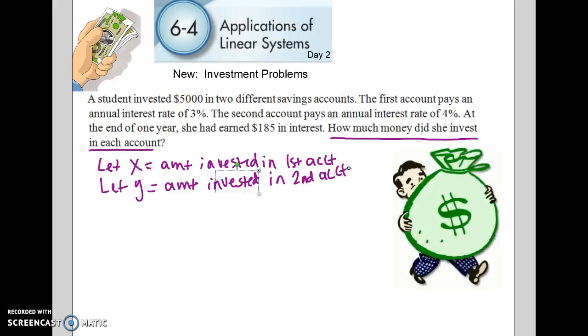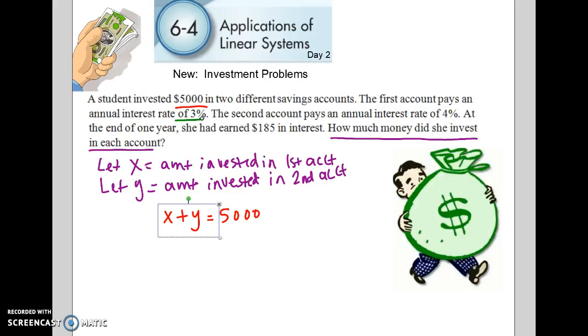Okay, so we have two different accounts that we invested $5,000 in. That is going to be our first equation. The amount we invested in one plus the amount we invested in the other is going to total the $5,000 that we invested. Our second equation has to do with the amount of interest that we pay.